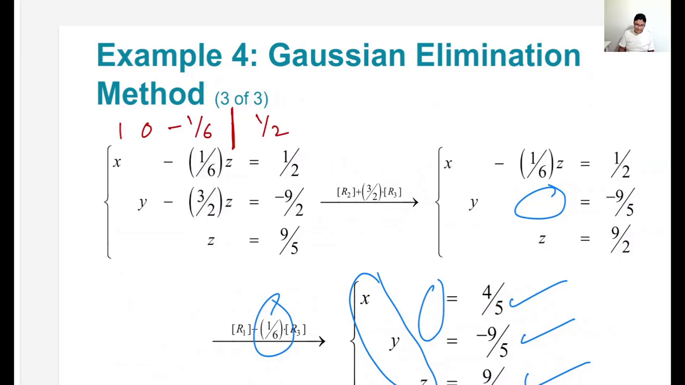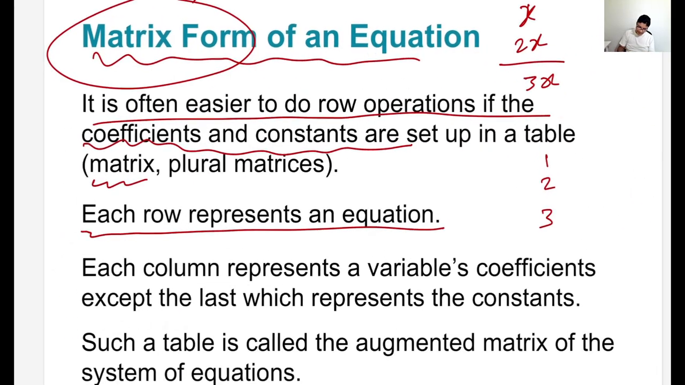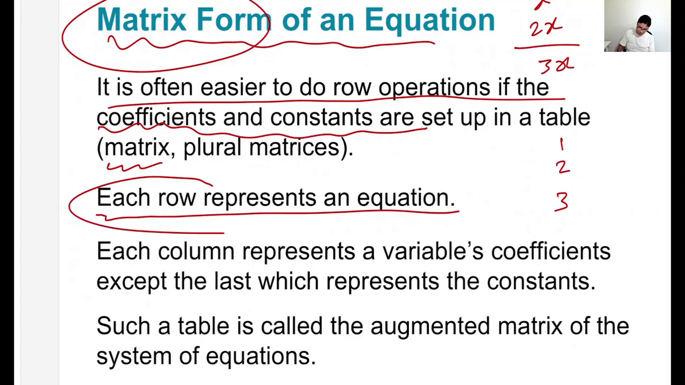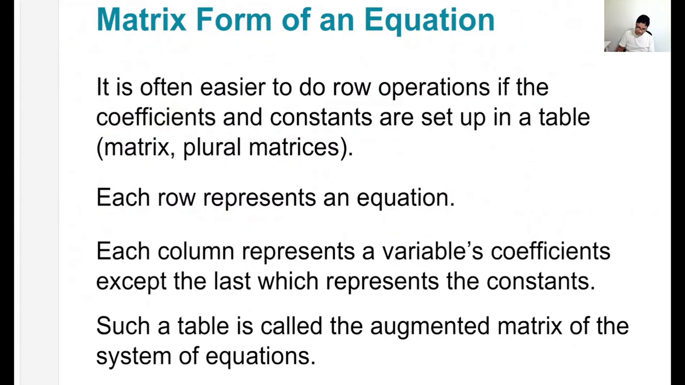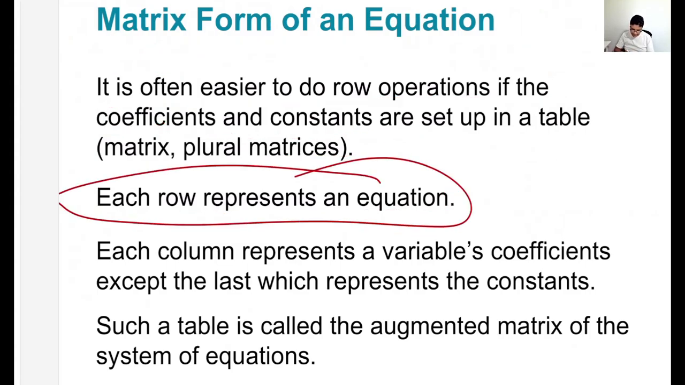Now that row will represent that equation. Why? Interpret that row. It is 1x plus 0y minus 1 over 6 z equal to 1 over 2, right? So we can only write the coefficients and interpret that as the equation. That's what we mean by saying each row represents an equation. Okay, each row represents an equation.